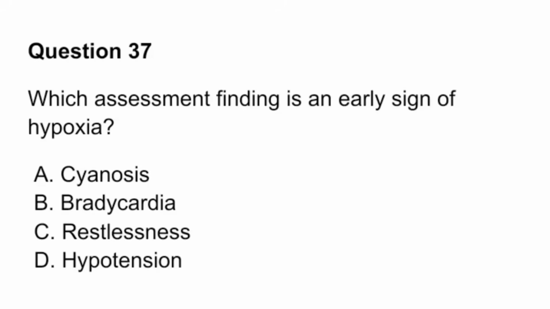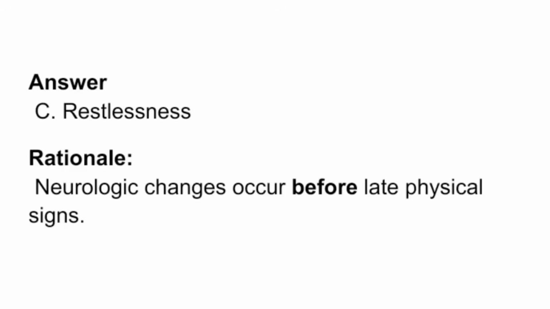Question 37. Which assessment finding is an early sign of hypoxia? A. Cyanosis, B. Bradycardia, C. Restlessness, D. Hypotension. The correct answer is C. Restlessness. Neurologic changes occur before late physical signs.